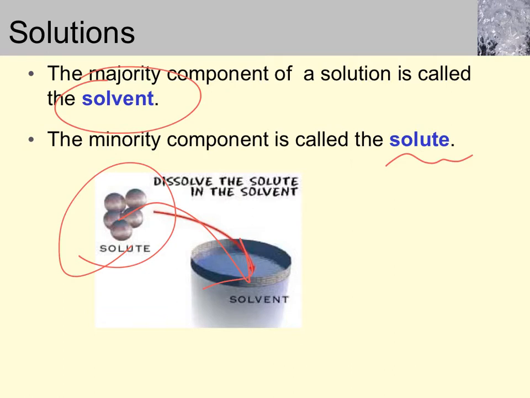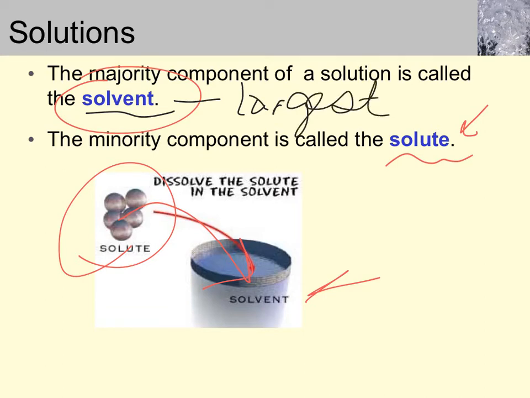As you'll see as we go through chapter 13, it's not always easy to know what the solute is versus what the solvent is. So it's important to understand the actual definition of those two. And that is that a solvent is the component that is present in the largest amount. And the solute or solutes, there can be more than one, are the components that are present in smaller amounts.